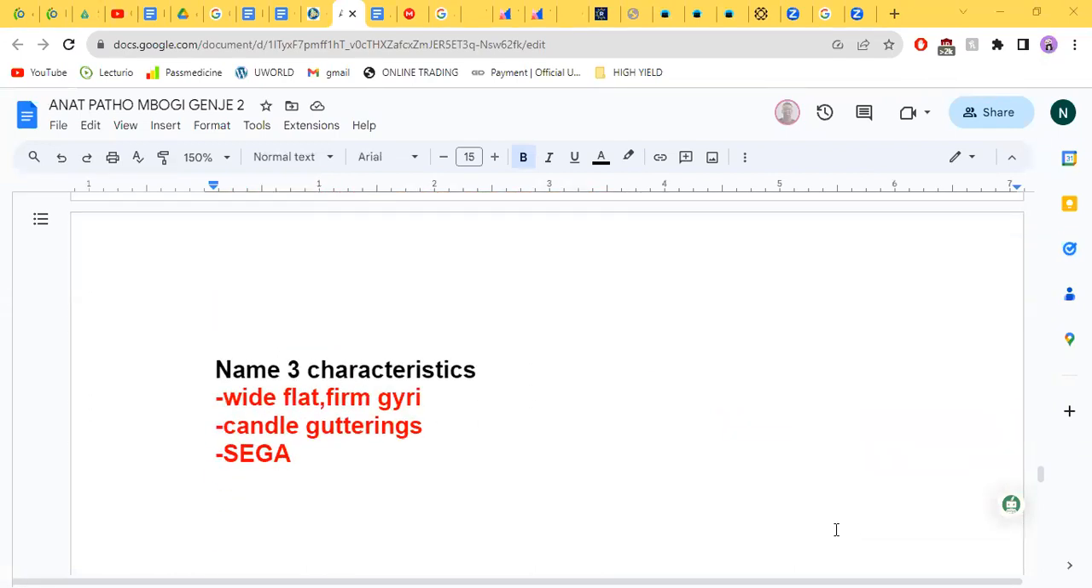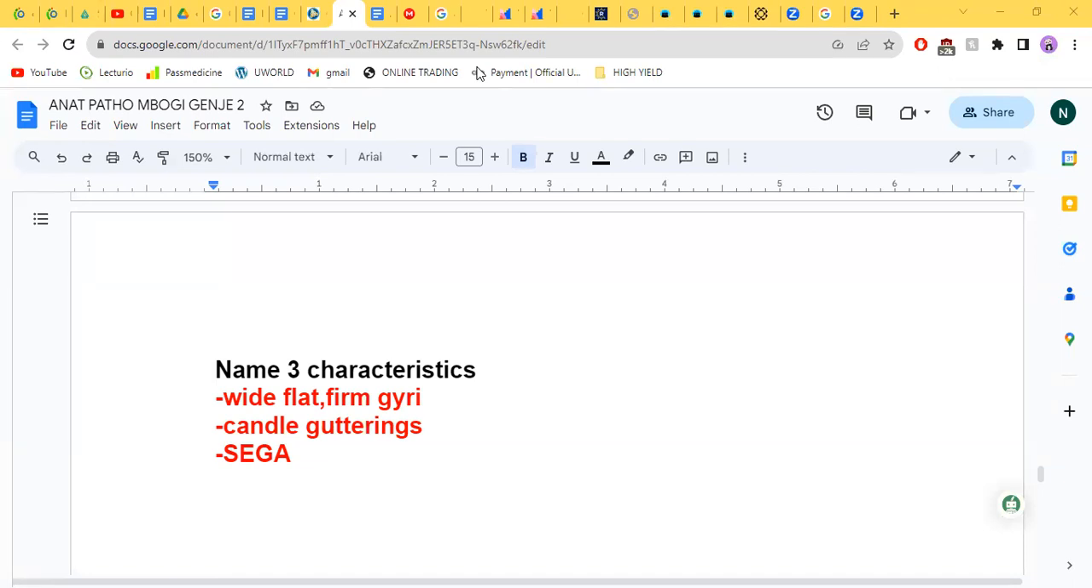Three characteristics are, when I look at the brain, I'll find wide, flat, firm gyri, candle guttering, and also SEGA. SEGA is an abbreviation, and I've forgotten what the whole abbreviation is. Maybe someone can put it in the chat box. But the first two are the important ones: wide flat gyri and candle guttering. SEGA is subependymal giant cell astrocytoma.